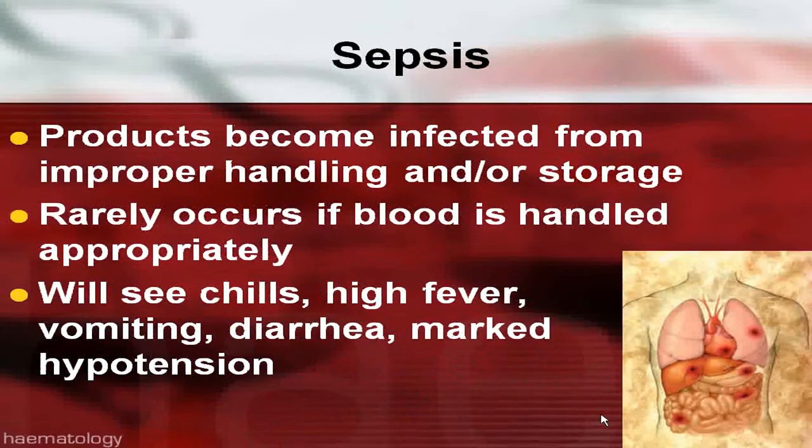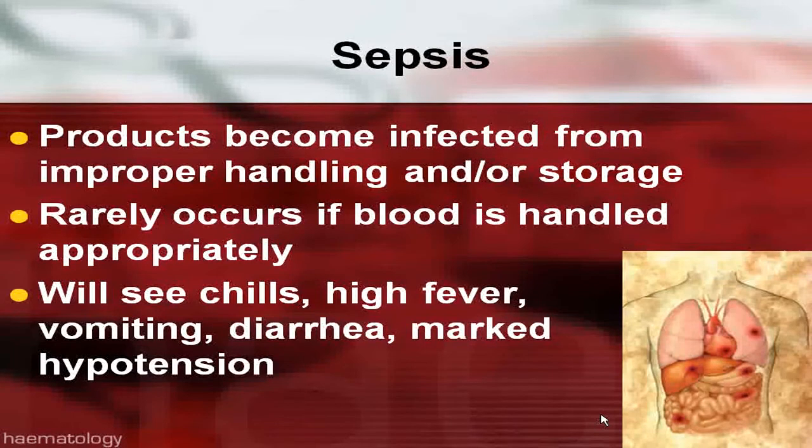Another acute reaction is sepsis. The product becomes contaminated or infected because of improper handling, improper storage, whatever reason. It rarely occurs if the blood has been handled appropriately. It's a massive infection because you've been putting infected blood or contaminated blood into the client.